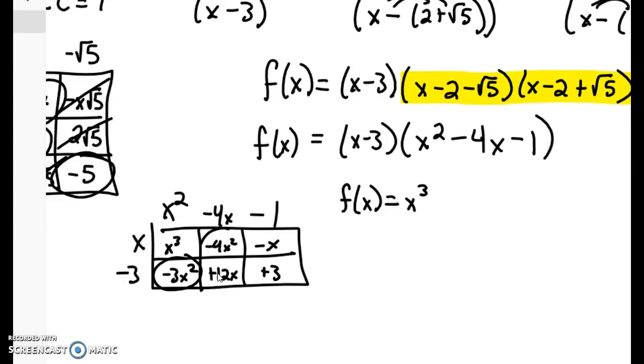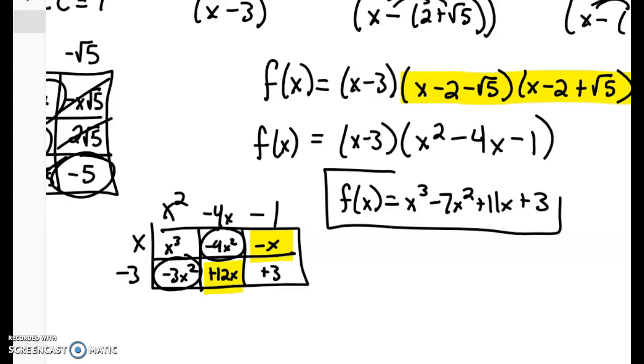So that means that f of x will be, when I combine like terms, x cubed. I can combine this minus 3x squared and minus 4x squared, so that is going to be minus 7x squared. I can also combine this minus x plus 12x, so that's going to be plus 11x, and then plus 3. And that is a polynomial written out in standard form that has a leading coefficient of 1. It's the lowest degree possible, and it has the zeros of 3 and of 2 plus square root 5. And because it had 2 plus square root 5, it also has a zero of 2 minus square root 5.